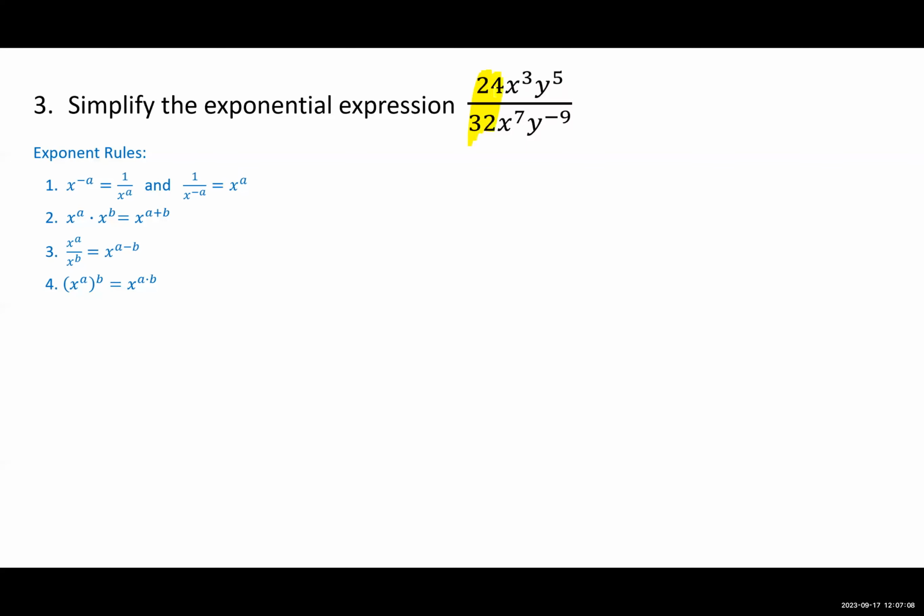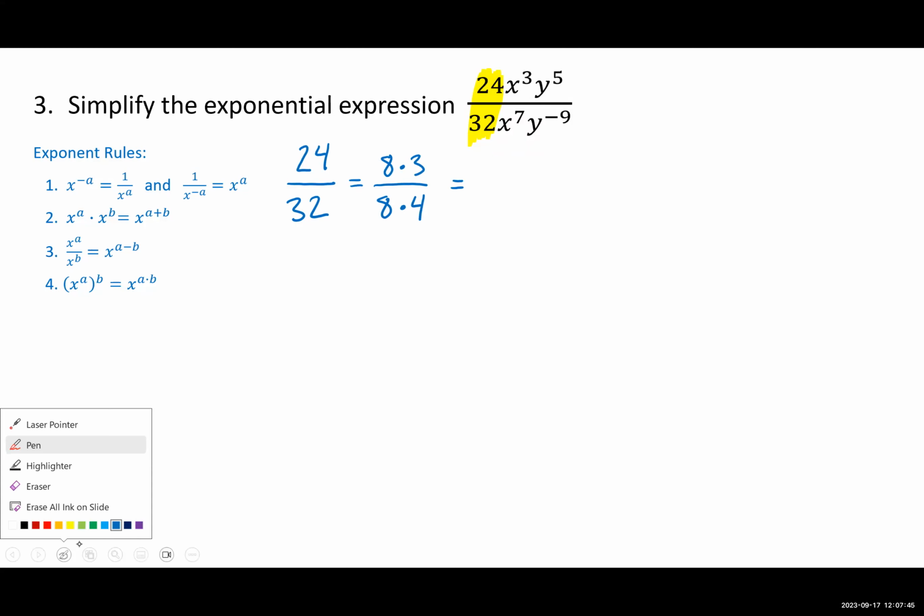So let's start with the number over number, the 24 and the 32. So on top, we've got 24 times x to the third times y to the fifth. And on the bottom, 32 times x to the seventh times y to the negative 9. So let's start with the 24 over 32. Okay, so 24 and 32 have something in common. 24 is 8 times 3, 32 is 8 times 4, right? We have this common 8 on the top and bottom. 8 over 8 is 1, so they cancel, and we're left with 3 over 4.